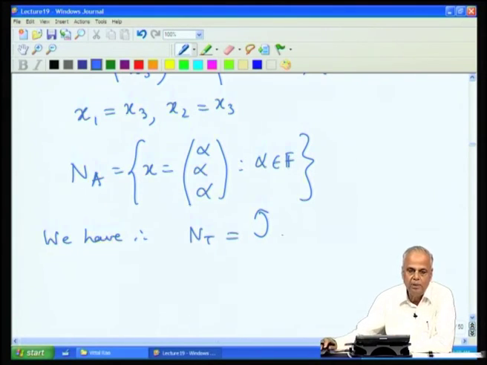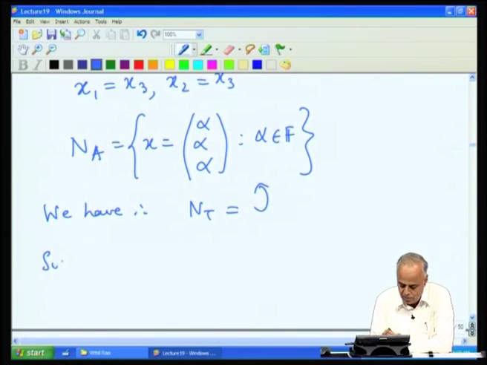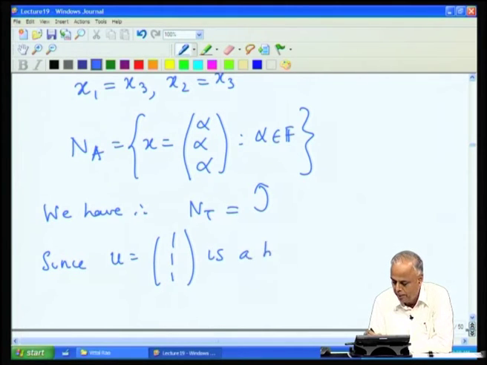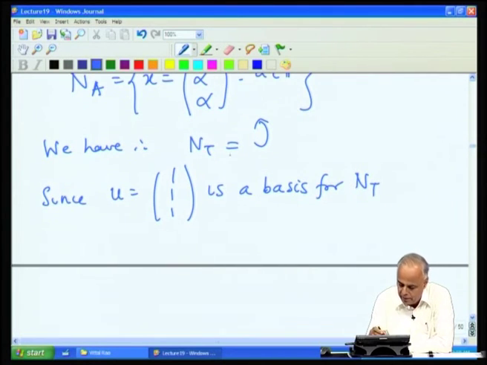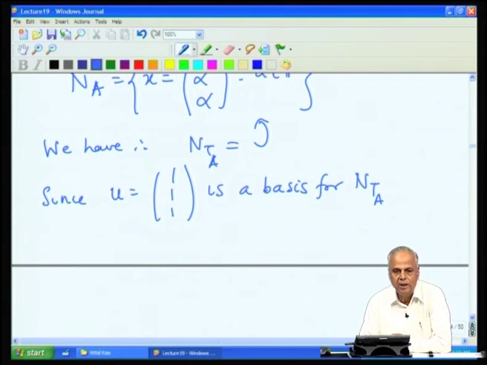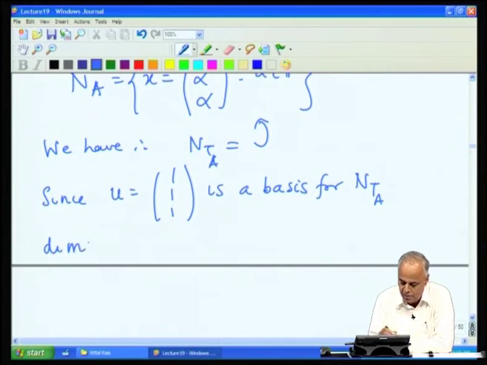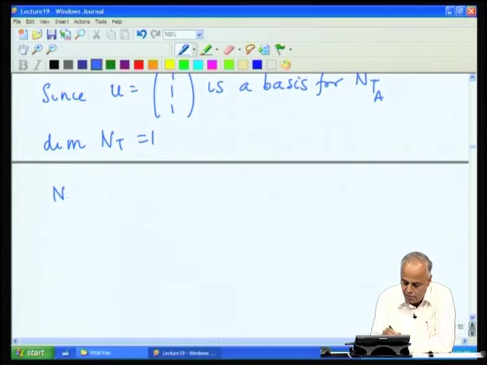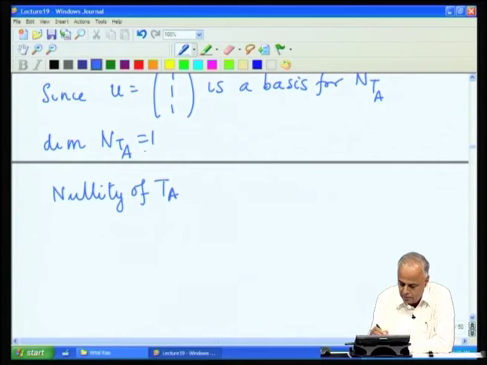Now, what is the dimension of N(T)? Since the vector 1 1 1 is a basis for N(T), now N(T) is the same as N(A), I should write N(T_A), and since the basis has exactly one vector and the number of vectors in a basis is called dimension, we get dimension of N(T) is 1, and this dimension is called nullity. Therefore, the nullity of T_A, which is nu(T), is 1.